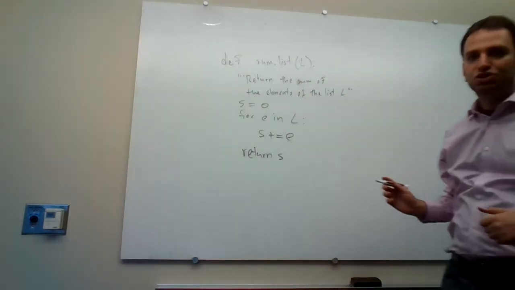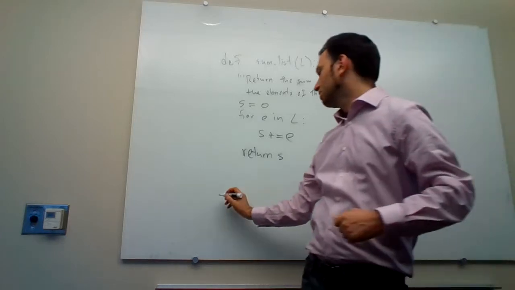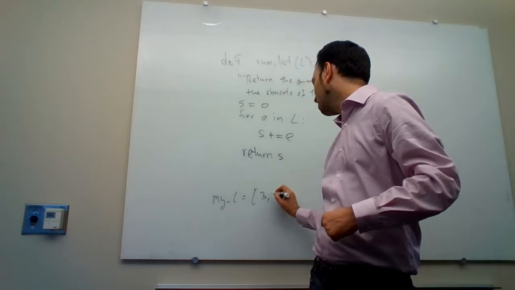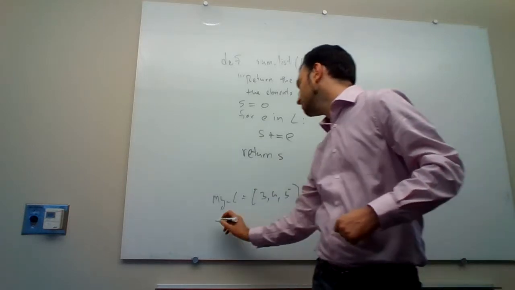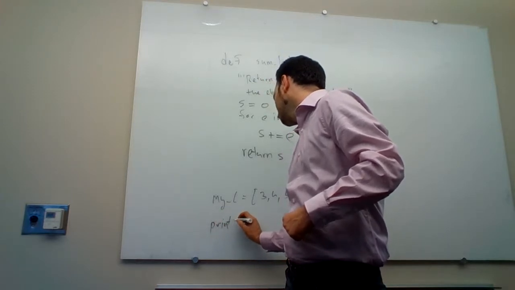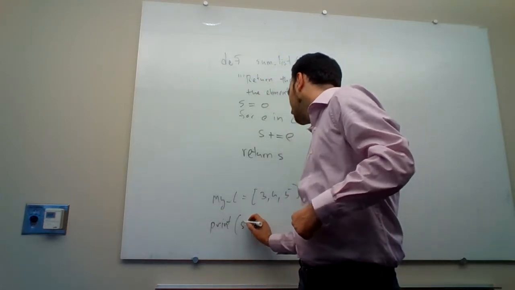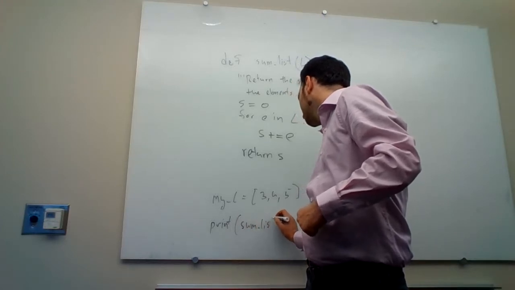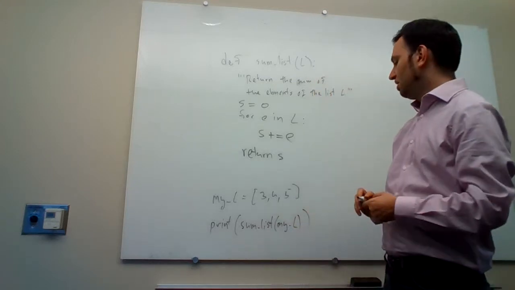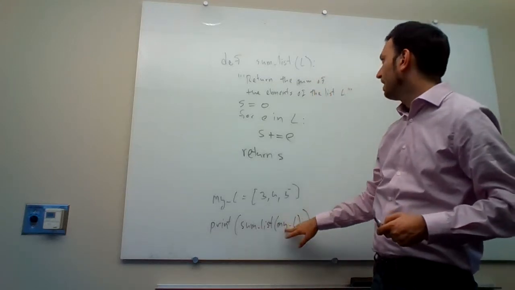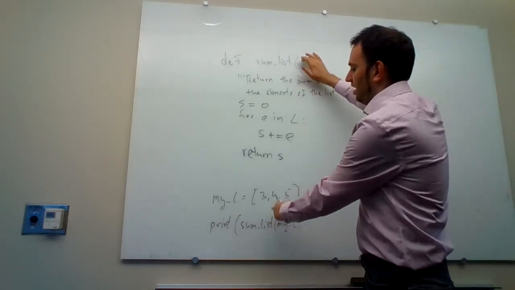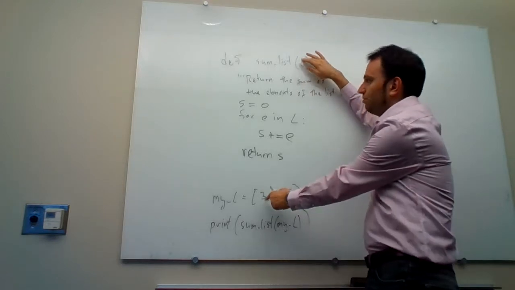If I wanted to use it, what I would do is I would say something like my list, so like my L or something, so maybe it's like 3, 4, 5. So a list with 3 elements, and then I'd say, print, and in here, I'll say sum list my L, like so. So what's going on here? So this my L is going to get sent here, right? So L has now the same value as my L, 3, 4, 5.